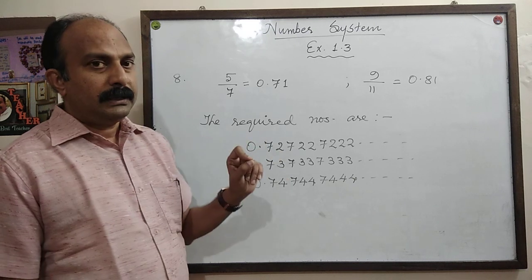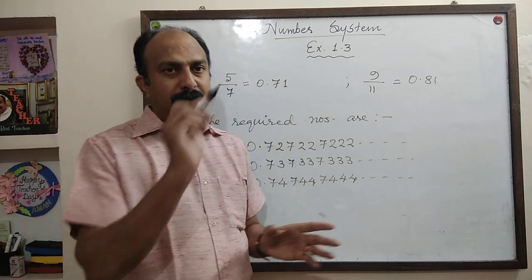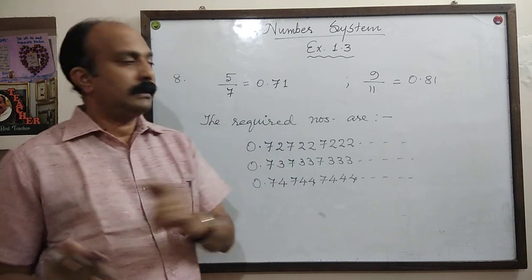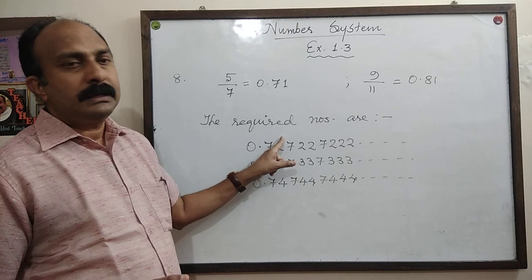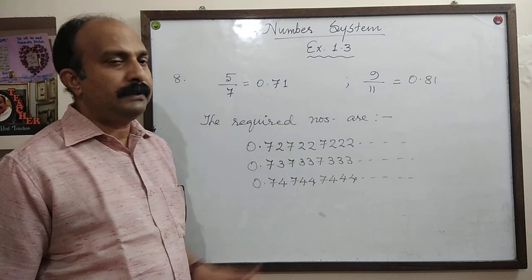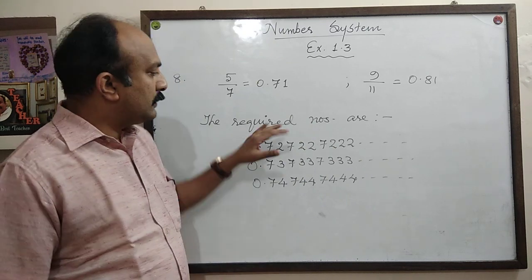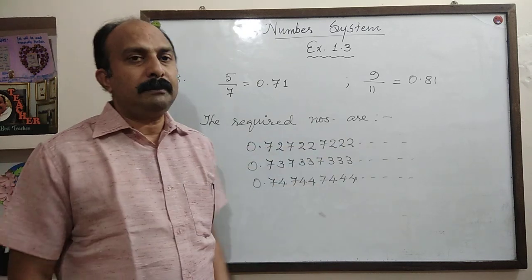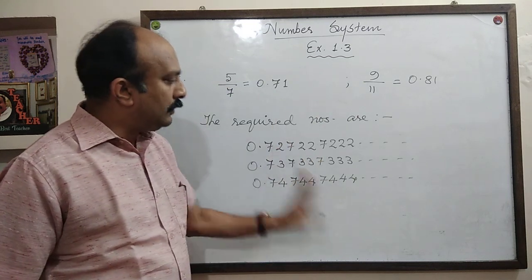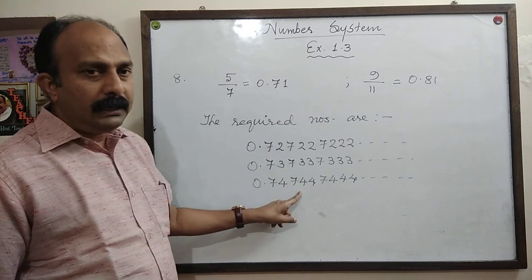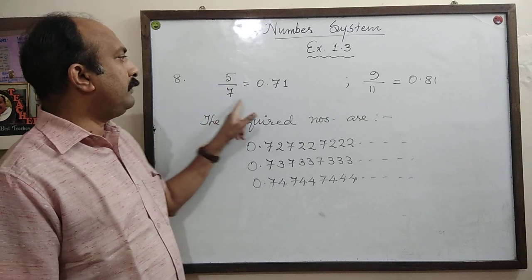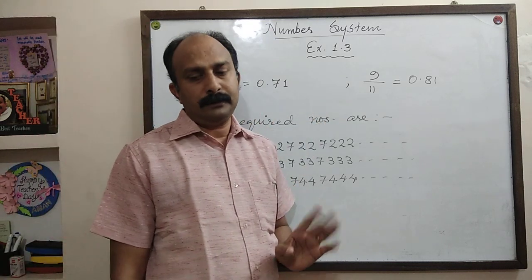If we have to represent this number with a bar sign, then the digits under the bar must be repeating. You cannot put 72 bar. 72 bar means 727272. It is not 727272. Only 2 is repeating. So we cannot represent these numbers under the bar sign. So these are non-terminating, non-recurring decimals. So these are the 3 non-terminating, non-recurring decimals lying between 5 upon 7 and 9 upon 11.